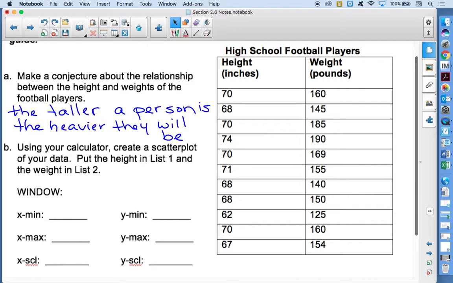So part B says using your calculator, create a scatter plot. So we want to be able to take the data and come up with the points on a graph to see what's happening with that graph. So we're going to go over here to this board and follow the information. I have my calculator up here as well, so I'm going to pull that up so that you have a visual.